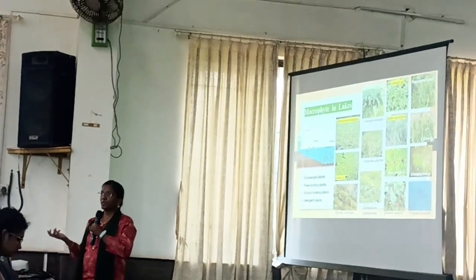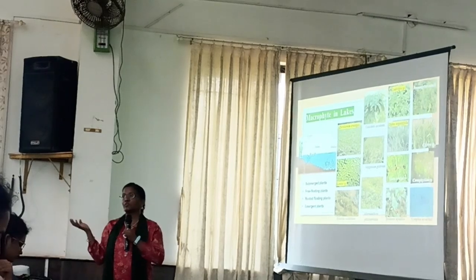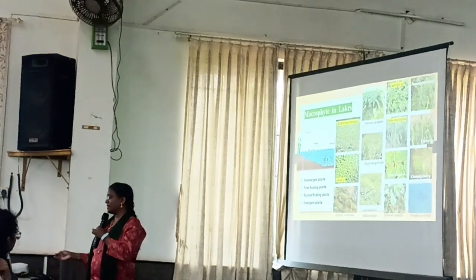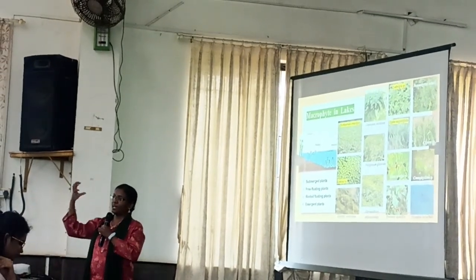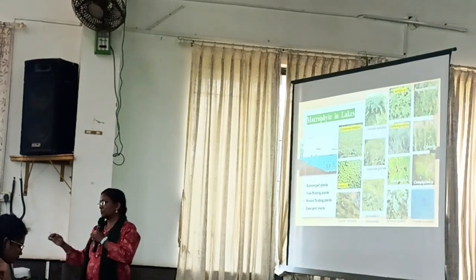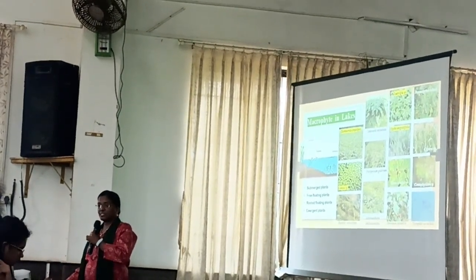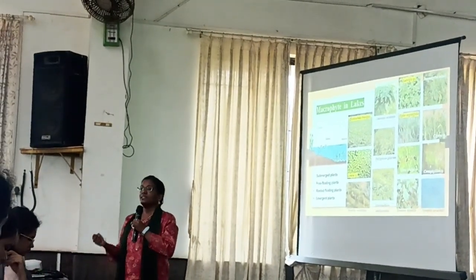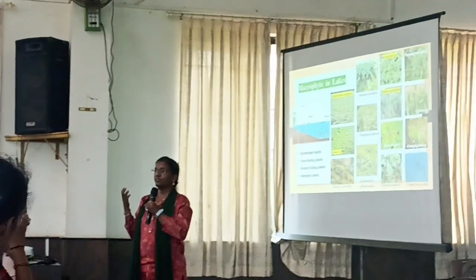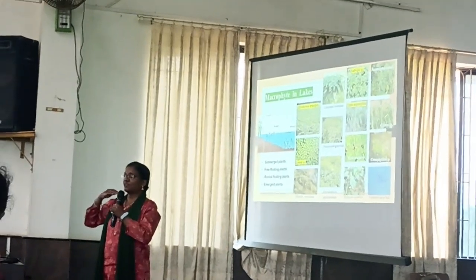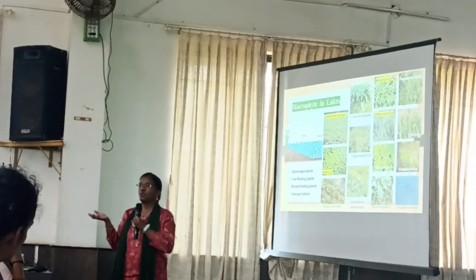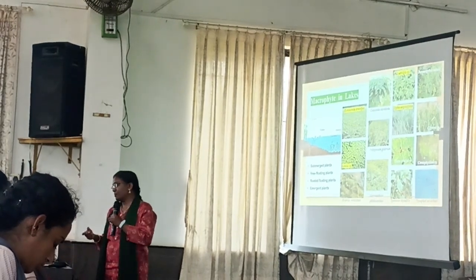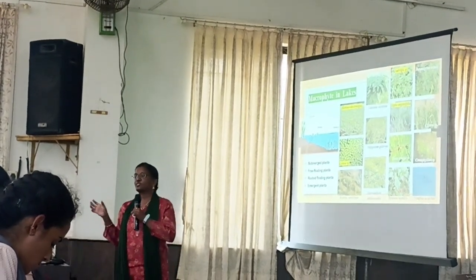Then next is free floating plants. These are plants which freely float in water. Their roots are not rooted in the soil. Their roots will be in the water and the leaves will be above the water. Examples are Eichhornia species, then Lemna, then Pistia. Then rooted floating plants. These are plants which are rooted, but their leaves and flowers float in water. You would have seen lotus and water lily. They all come under rooted floating plants. Next you have emergent plants, which are the marginal plants or shoreline plants.